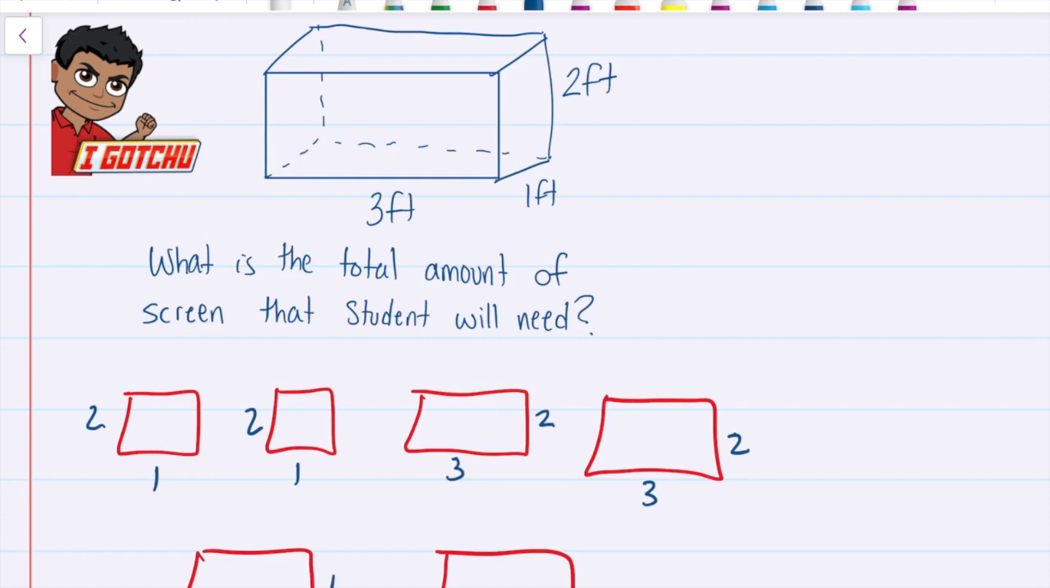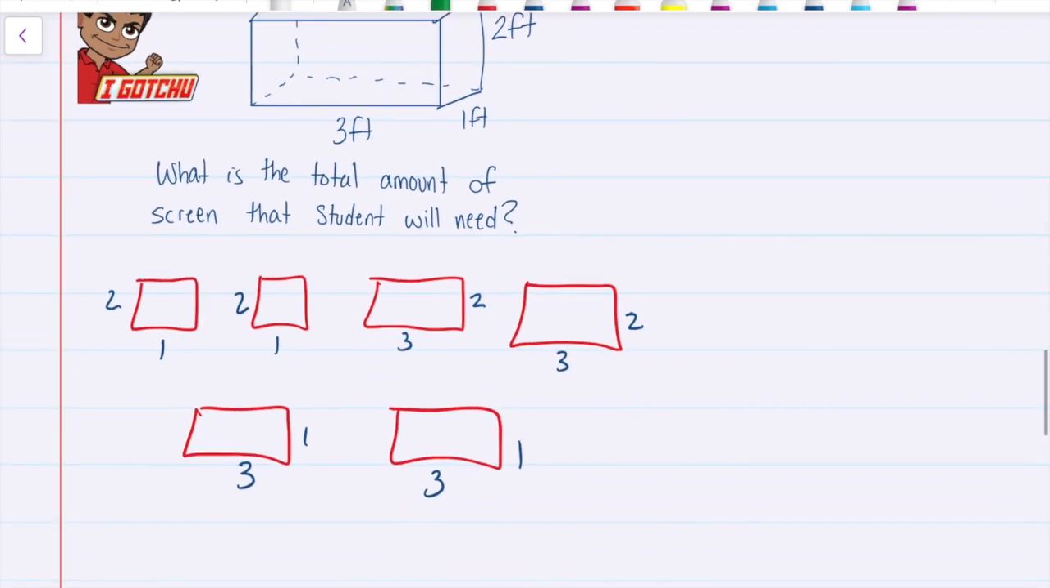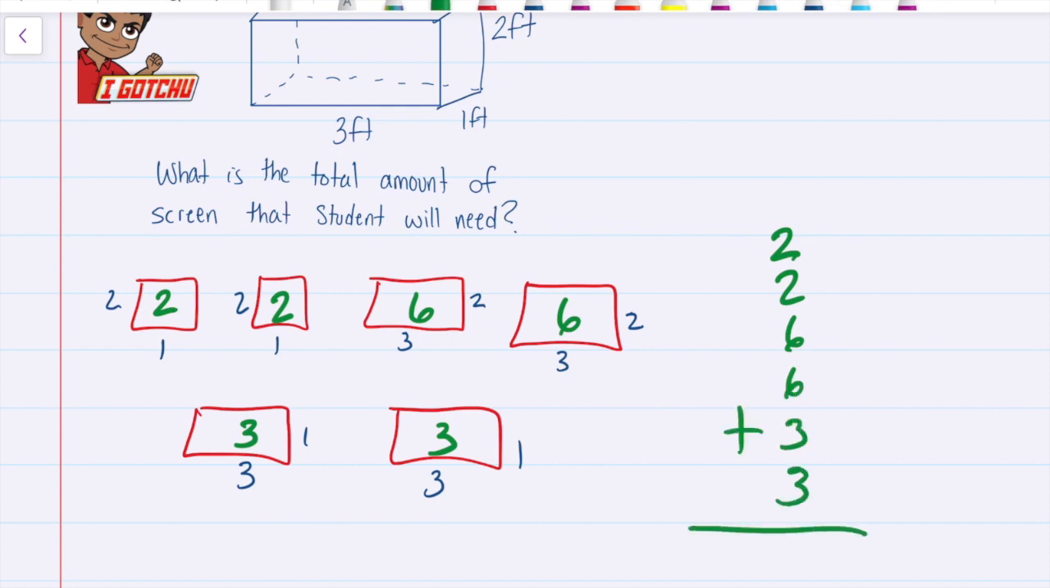So all you've got to do is find the area. And just like a square, it's length times width. So the sides are 2 and 2, 3 times 2 is 6 and 6, and 3 times 1 is 3 and 3. If I combine all those, that's 2 plus 2 plus 6 plus 6 plus 3 plus 3. That will give me a total of 22. And this time they give us the units, it's feet, so we call it feet squared.